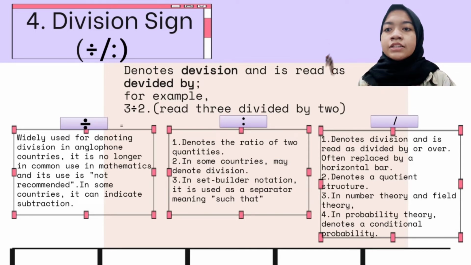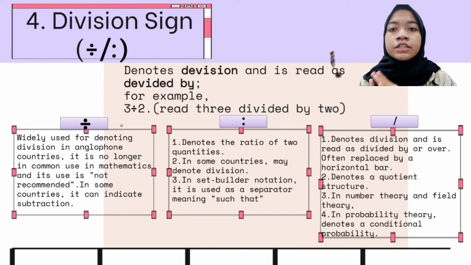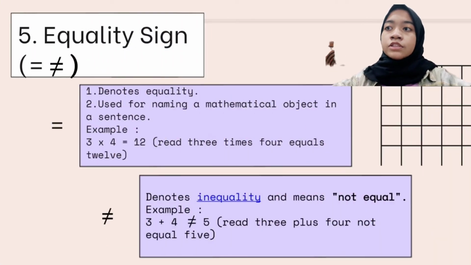The second one denotes the ratio of two quantities. In some countries, it may denote division. In Saint-Venant notation, it is used as a separator, meaning such that. The third one denotes division and is read as divided by or over. Often replaced by a horizontal bar. It denotes a quotient structure in number theory and field theory, and in probability theory it denotes a conditional probability. Okay, we go on to number 5.